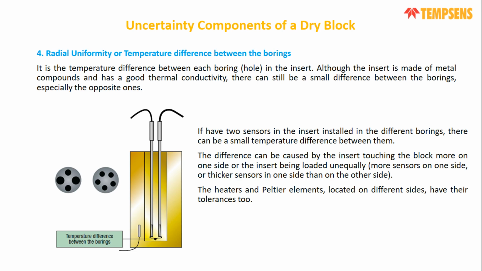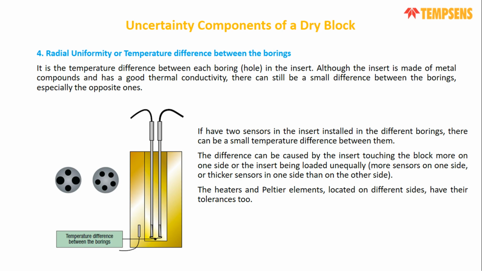And the fourth one is the radial uniformity, or the temperature difference between the borings. As I said, in the insert for the dry block temperature calibrator, we make different types of holes in it. Ideally there should not be any difference whether I put the sensor here or after some time here. There should not be any difference after stability, but actually it's not happening in practical cases.